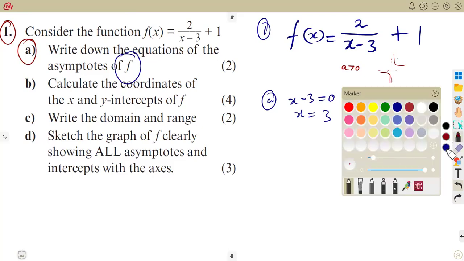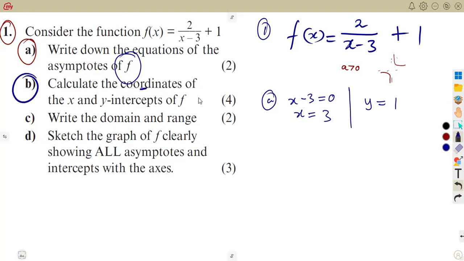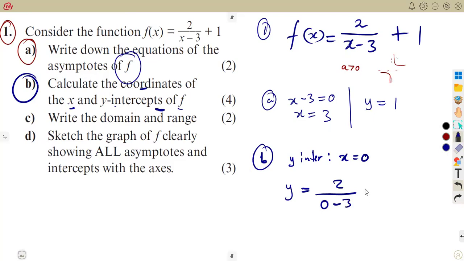Moving on to the second part, we have got: calculate the coordinates of the x and y intercepts of f. All right, so let's start with the y-intercept. That one is just going to be easier. For the y-intercept, we know that x must be equal to 0. So just substitute in place of x, y is equal to 2 over 0 minus 3 plus 1. Use your calculator directly as it is. This is going to give you the exact value.